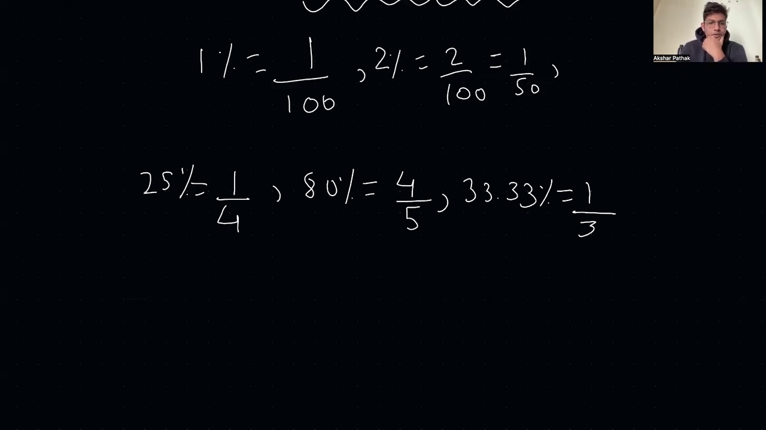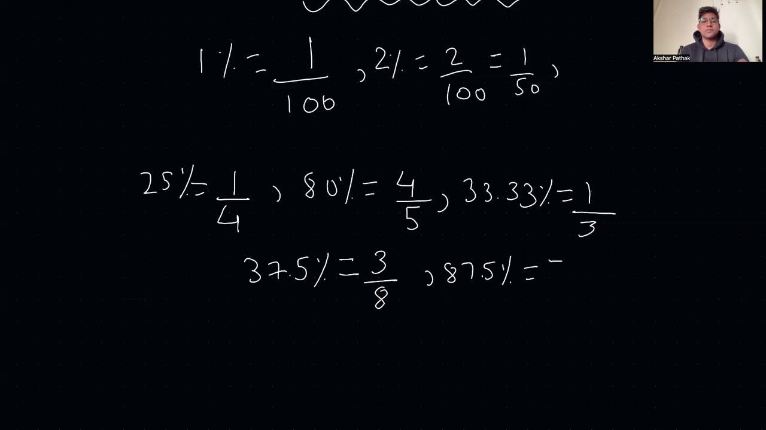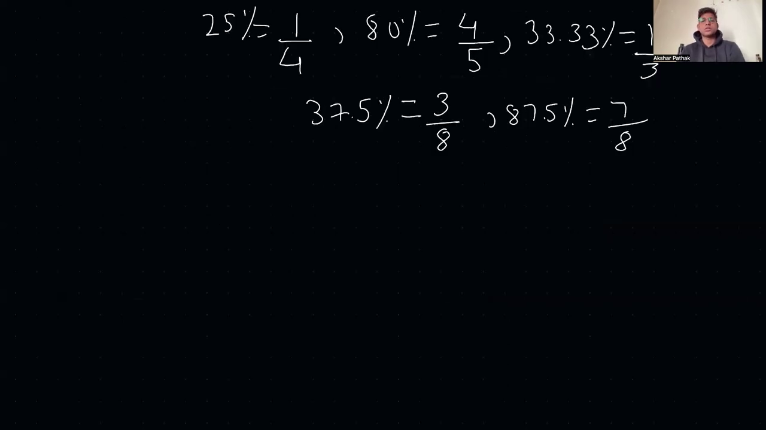Yeah, we have 37.5%. You might have seen this value many times. It's a very famous value. You have seen it. So it's 3 by 8. Okay. 87.5%. It's 7 by 8. Wait a bit. Yeah. So you can just take a snapshot.